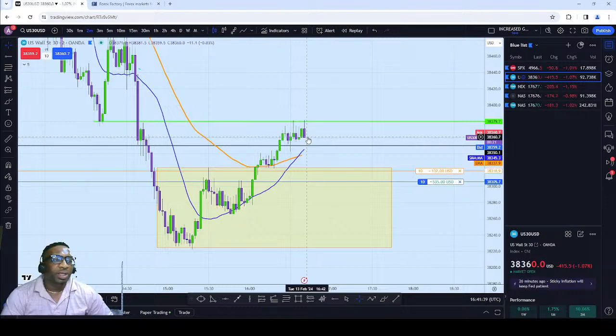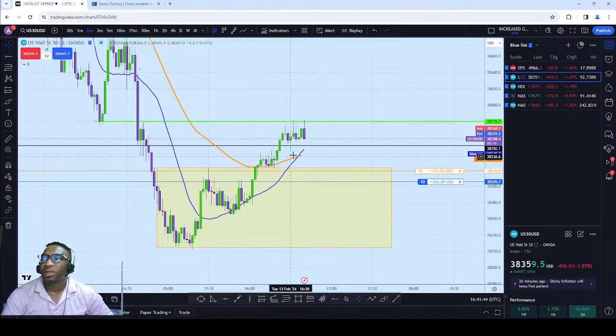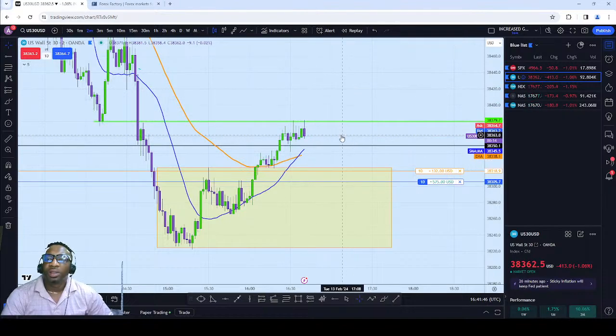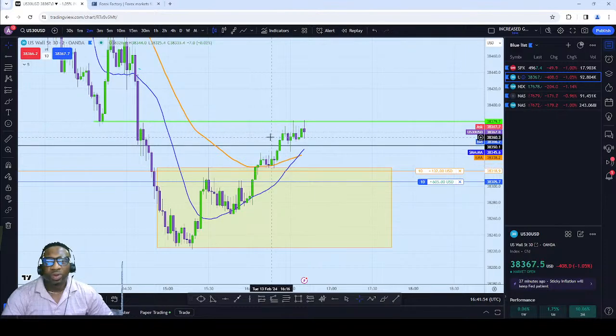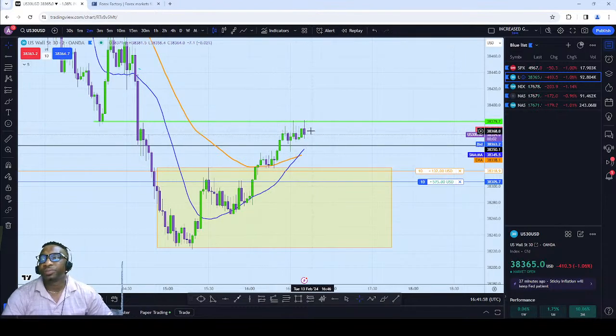Okay, it looks like US 30 is pulling back, NAS is pulling back. Yeah, as I said, if you are in good profit, you can take your profit at this level. Or if you are okay to hold, you can hold as well.